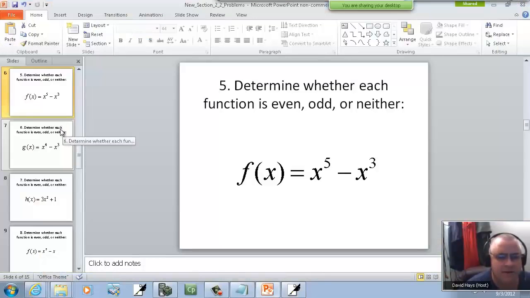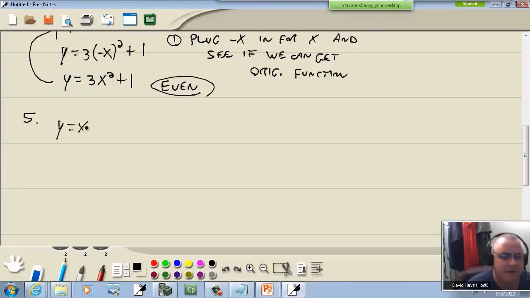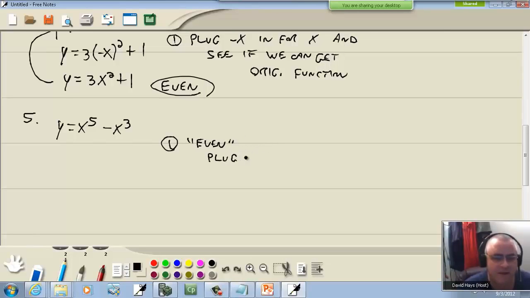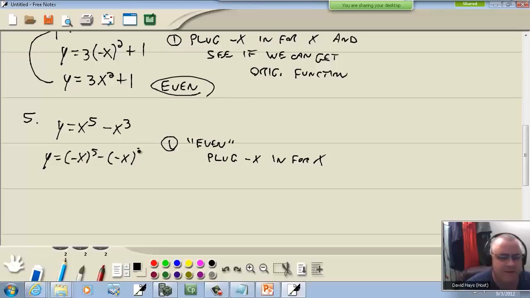So we've got y equals x to the fifth minus x to the third, and we want to know whether it's even, odd, or neither. Well, first to check for even, the one we already talked about, we're going to plug negative x in for x. So y is equal to negative x to the fifth minus negative x to the third.